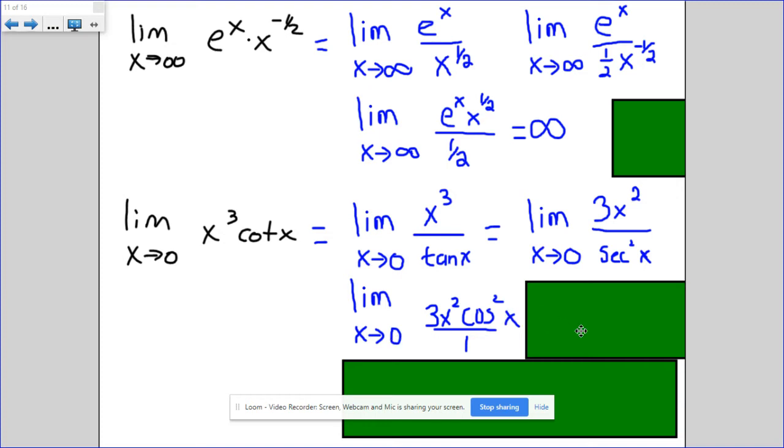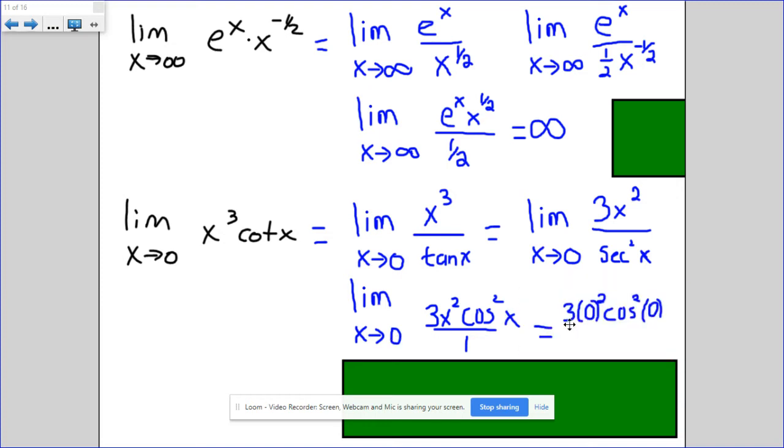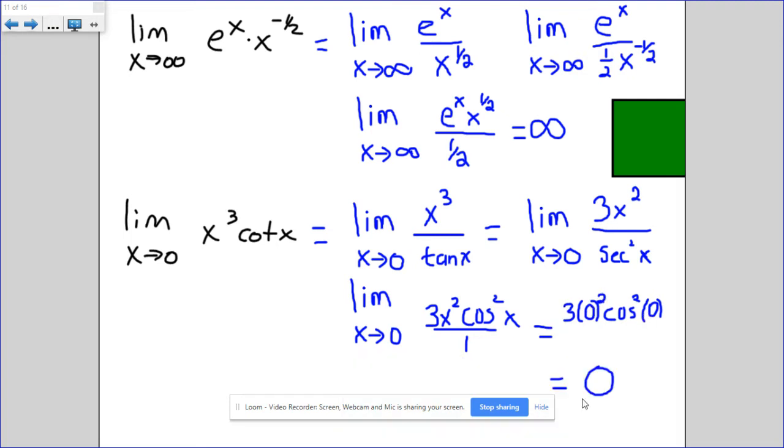So now if I plug in 0, I get 3 times 0 squared times cosine squared of 0. Well, as soon as you see 0 squared right there, we're multiplying, so that's all going to go to 0. So our limit is 0.